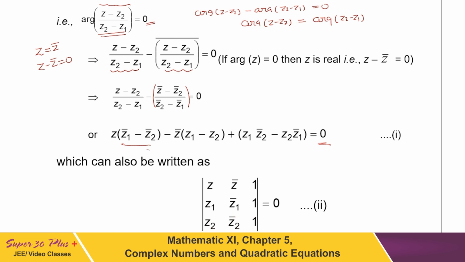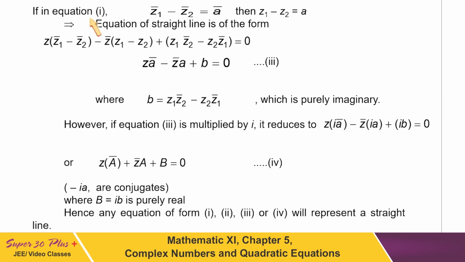All these conditions, first and second, represent the equation of a straight line, because point Z is a general point and a relation which contains Z, Z1 and Z2 represents the equation of a straight line. So the equation of a straight line can be written as equation number first and equation number second.